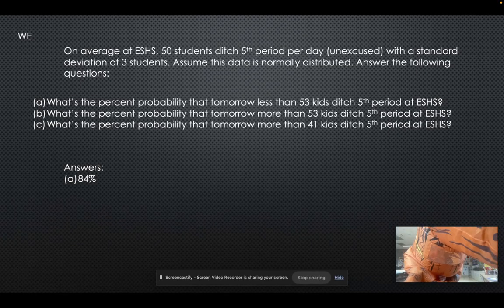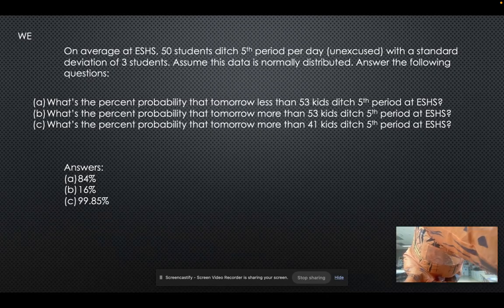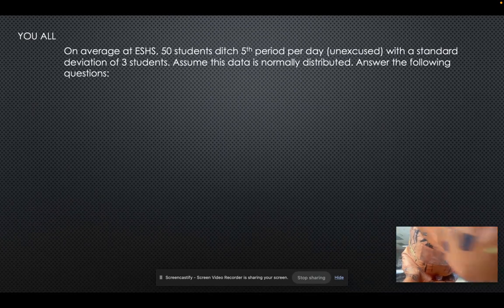So what is the probability that there's going to be more than that? Well, it's going to be 100 minus the 84, right? So it's 16%. And then more than 41 kids, so that falls right on -3 standard deviations away. So it's pretty high likelihood, right? 99.85%.